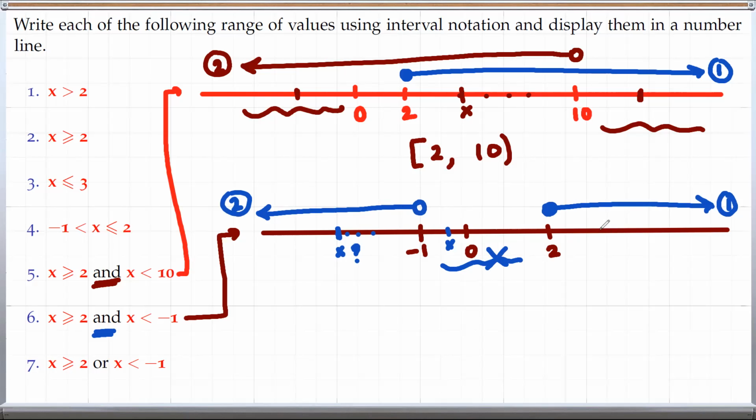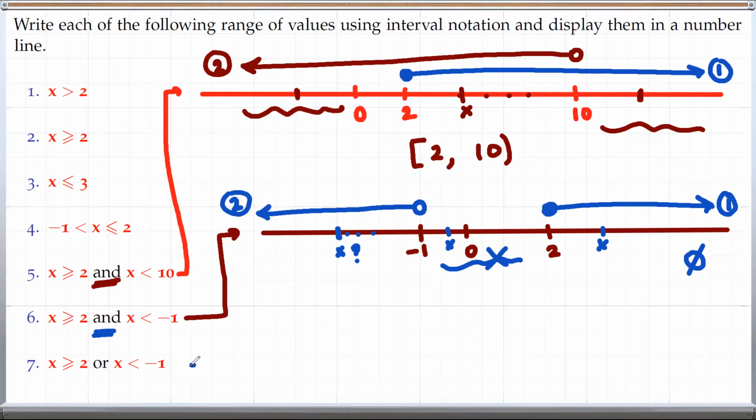Pick any real number here. That real number satisfies only the first inequality, not the second one. So nothing here is good. So that means there is no solution in this case. So the solution is empty. There is no x value that satisfies both of these inequalities. All right, so done with number 6.